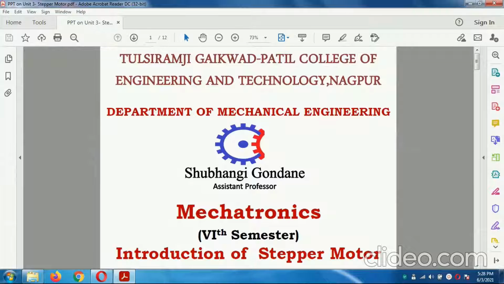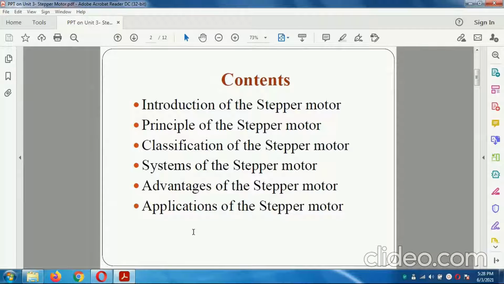I am Shubhangi Gondani from the Mechanical Engineering Department, and today we study the introduction of the stepper motor. The content of this PPT is: introduction of the stepper motor, principle of the stepper motor, classification, system, advantages and applications.